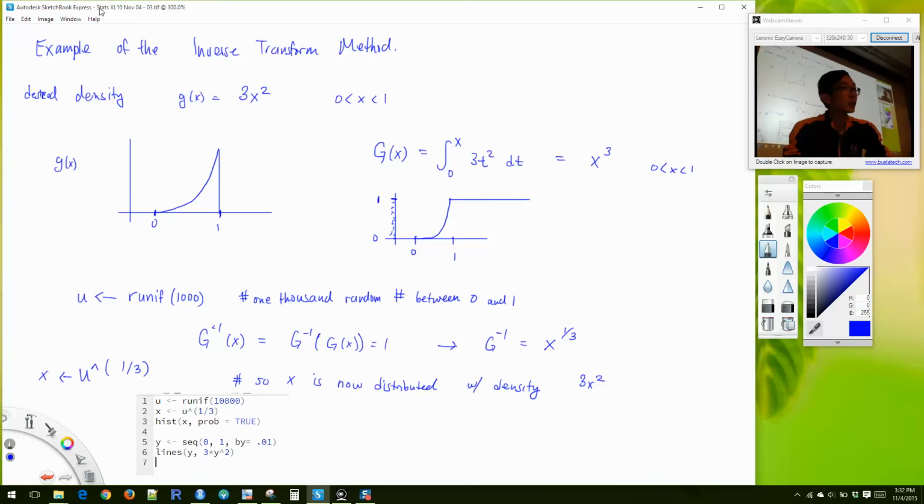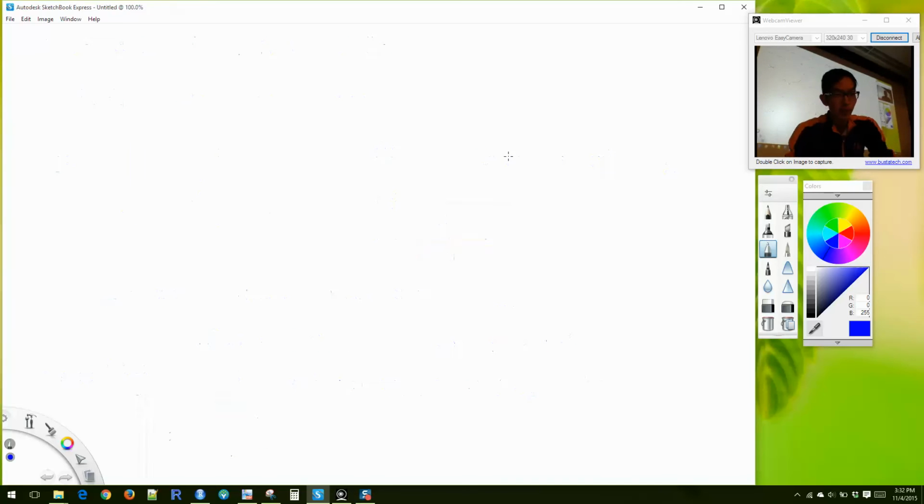Another way. Sometimes we can't get the CDF. Like g(x) is your density function. In order to get your CDF, you have to be able to do an integral, and sometimes it's not possible, or it's really hard to. So in that case, another method is called the acceptance rejection method.